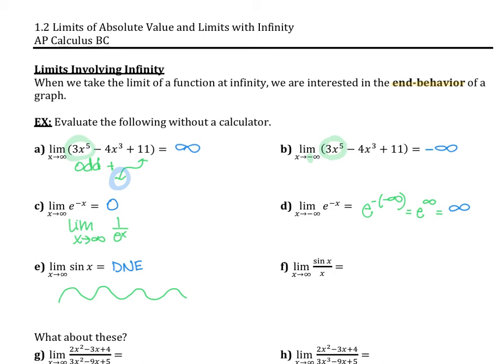Okay, so let's look at the next one. This one actually happens to be a property that you're going to want to know, or should already know. The limit as x approaches infinity of sine of x over x. Anybody know what it is? The answer to this one is 0.